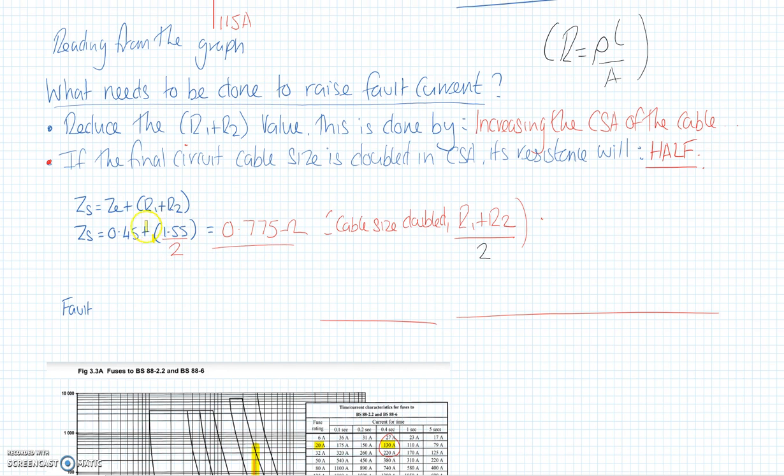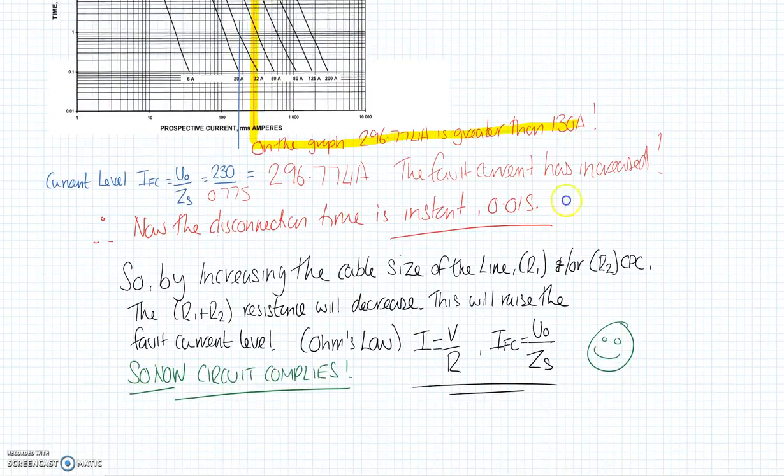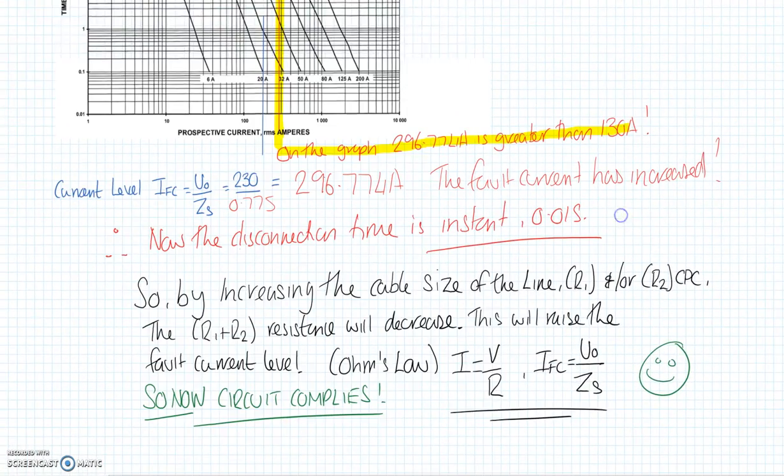Divide it by 2, so now our R1 + R2 is halved, while our Ze stays the same, that won't change. Our new impedance is 0.775. A bit of Ohm's law now: put our new value of Zs in, and you can see the fault current is now a lot bigger, 296 amps, 297 if we round it up. It's seriously increased, it's got quite big.